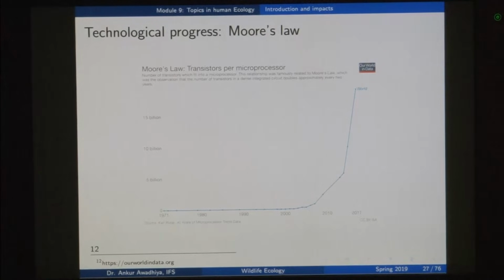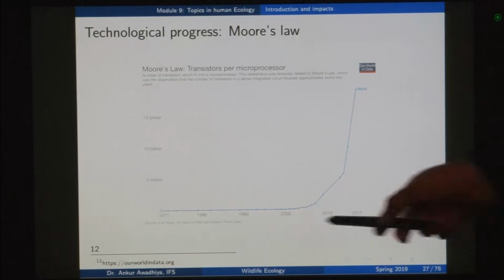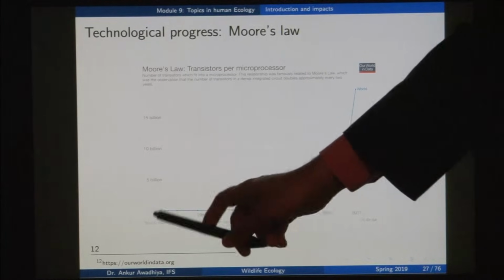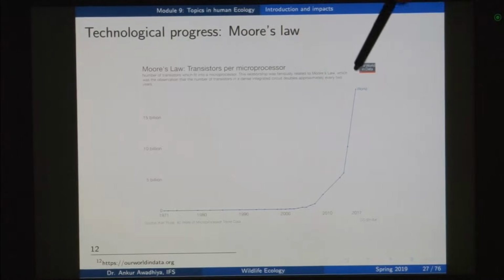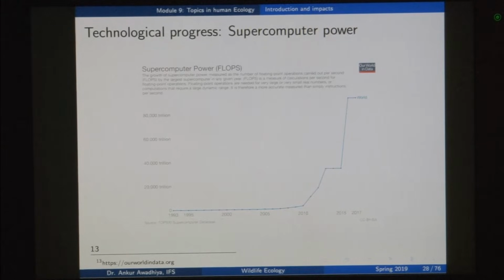The first thing is the number of transistors in your microprocessors. Here again, on the x axis you have the years. We have started from 1971, and here you can see that the number of transistors per capita has been increasing exponentially, or we can say that at least in the field of computers we are having an exponential increase in the technological advance. Same thing with the amount of supercomputing power, how many floating point operations you can perform per second in the supercomputers.